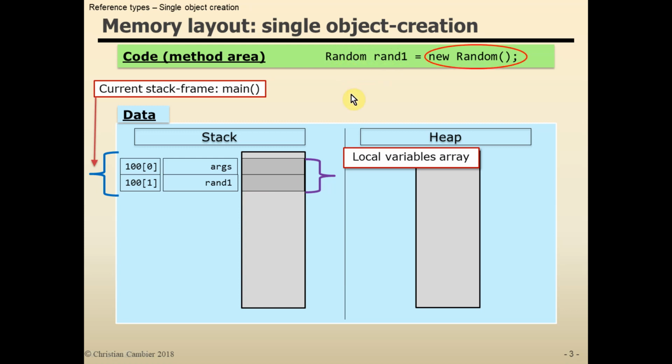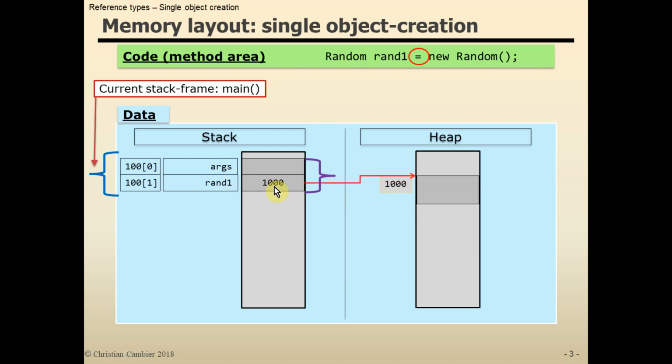The right-hand side of the statement, new Random. Here an object is created. Where? On the heap. At a specific address, and I'll use a fictional number, 1000. And finally, the assignment operator in the statement assigns the address of the object, 1000, to the local variable rand1. And the final result is this.